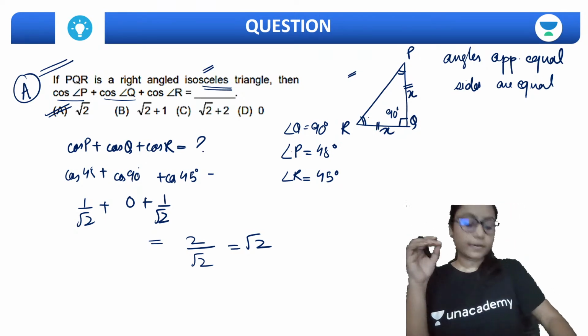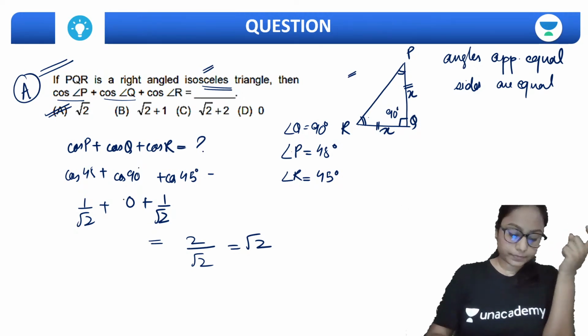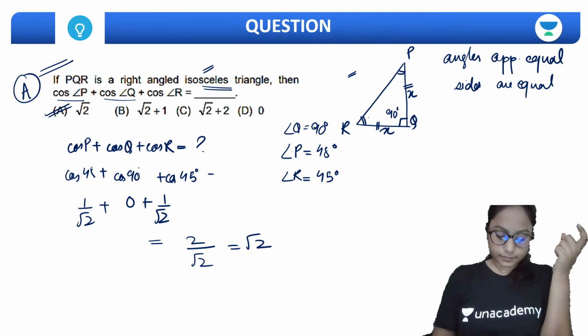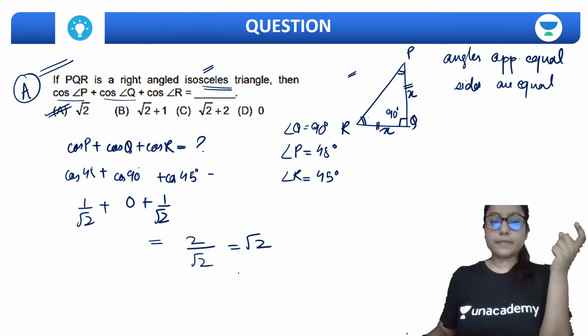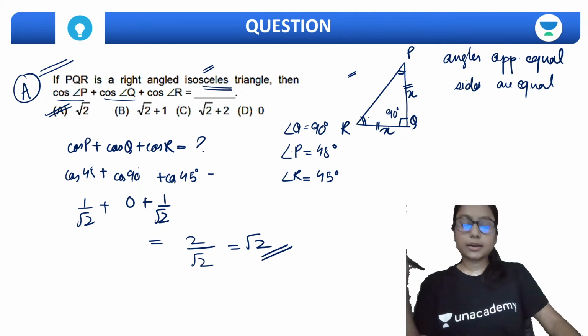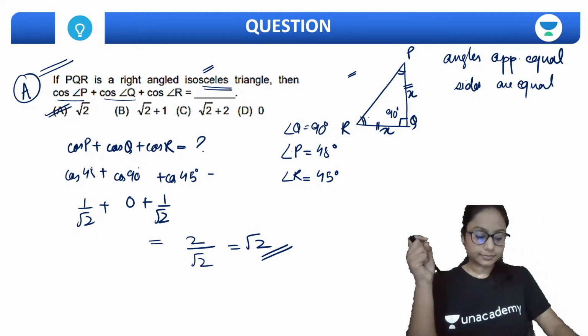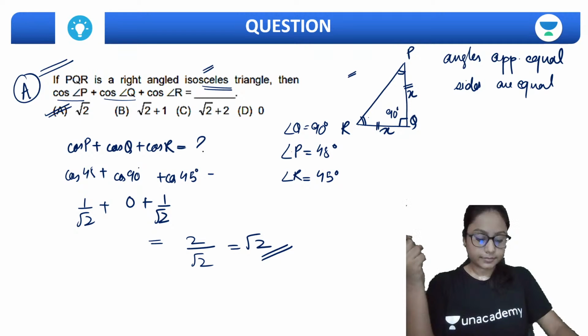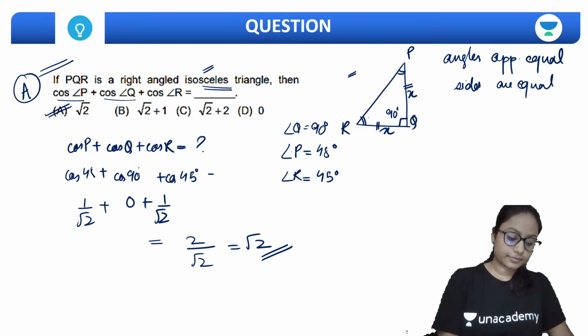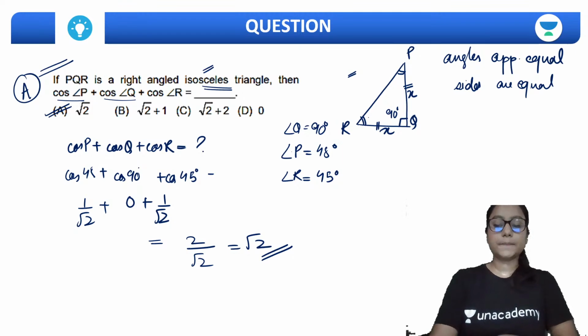Yes, Anurag, I think you have got B because I think you put the value of cos 90 as 1, right? It is 0. Okay, fine. Root 2 is the correct answer. Should we move to the next question? Is this question absolutely clear to everyone? Okay, let's move on. Next question.